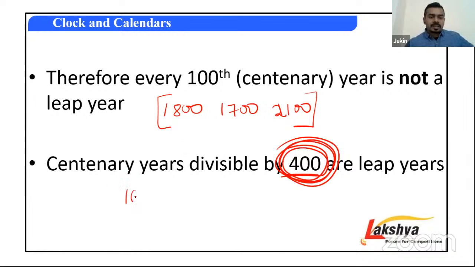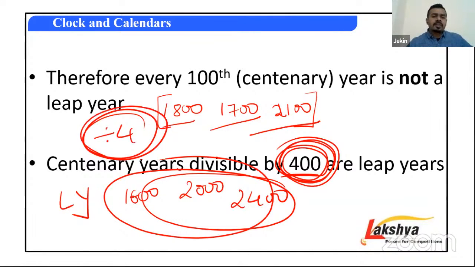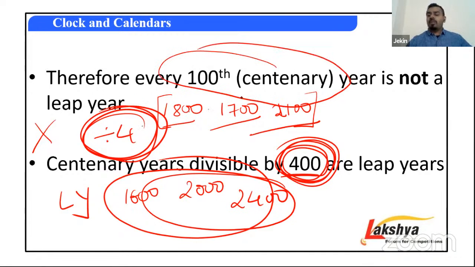What does that mean? Year 1600, year 2000, year 2400, all these years are going to be leap years. However, 1800, 1700, 2100, even though these numbers are divisible by 4, are not leap years, because the rule says every 100th year or centenary years are not a leap year. Why have we done that? To balance those additional 45 minutes which we had in calculation. This is the most precise calculation which scientists have done, and therefore in your calendars these years will not be leap years and those years will be leap years.